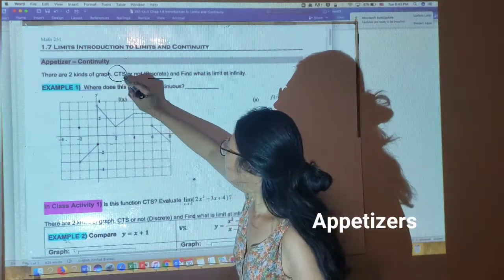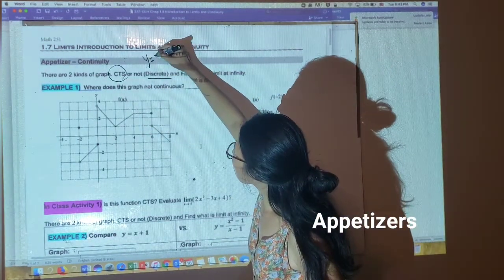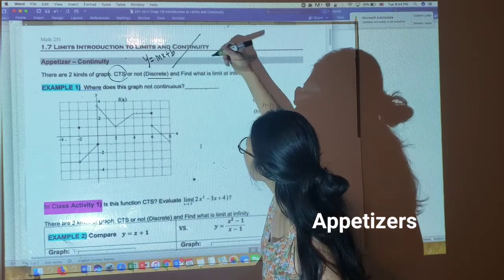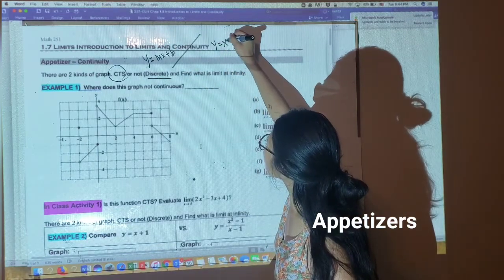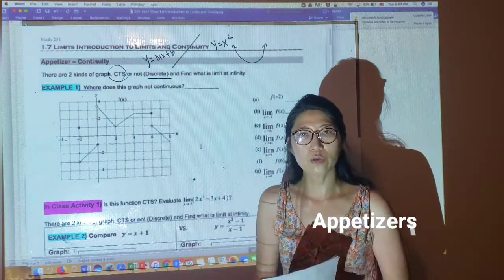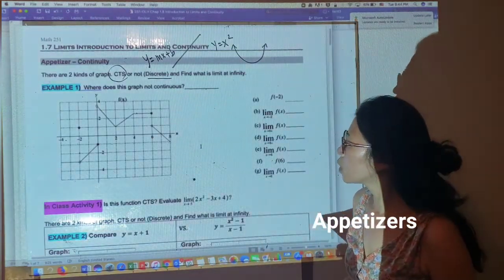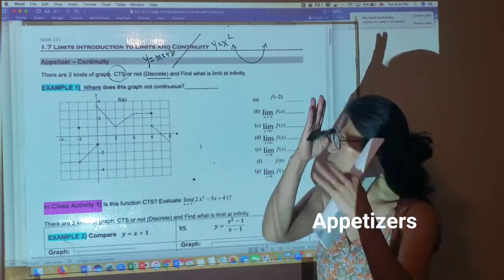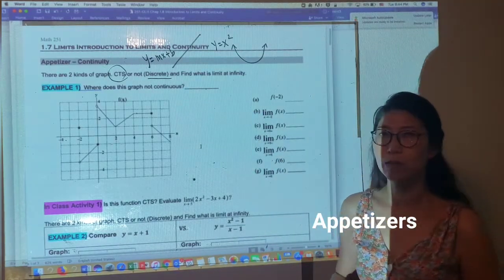Continuous functions are, for example, y equals mx plus b, a linear equation. Also, you know the quadratic function x squared; these are all continuous functions. So basically all the functions that you have learned are continuous besides rational functions, which at 0 have a vertical asymptote.